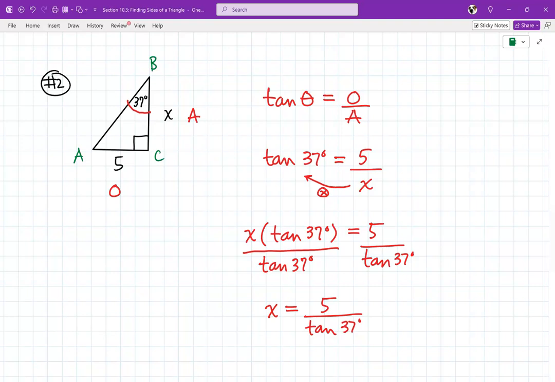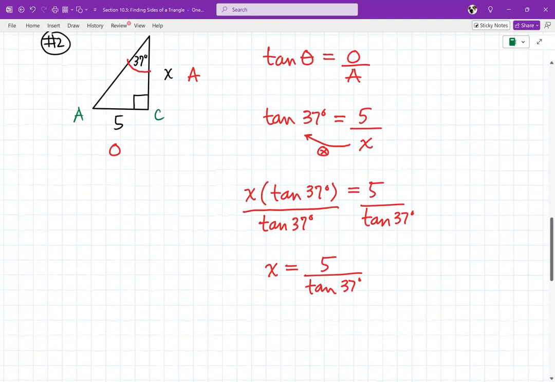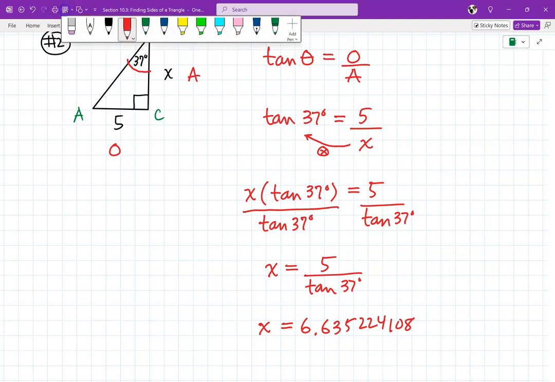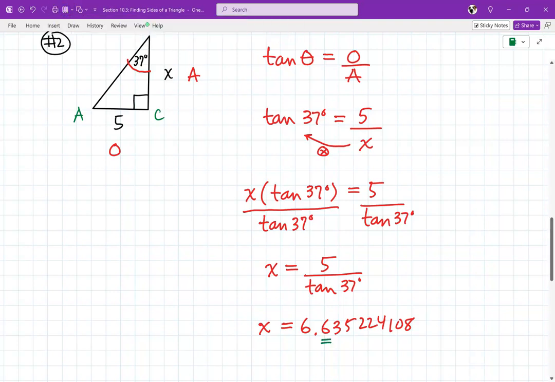So now I have my x value there. So let me go to my calculator. I'm going to type in 5 divided by tangent of 37. I'm going to hit enter. My answer comes out to 6.635224108. That's a lot of numbers, but I don't need that many. I just need to round it to the nearest tenth place.